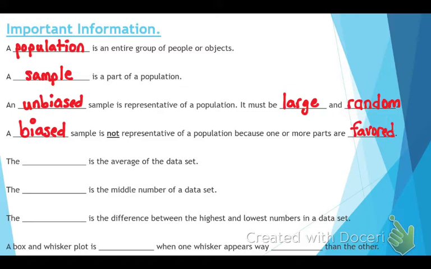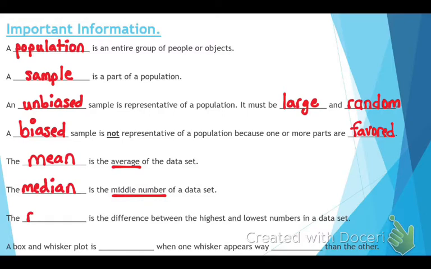Now I want you to underline this next word, average. Does anyone remember the name for the average of the data set? Not the median. What is it? The mean. Okay, mean is another name for average. I want you to underline these two words, middle number. Guys, what is the middle number of a data set? That is the median.